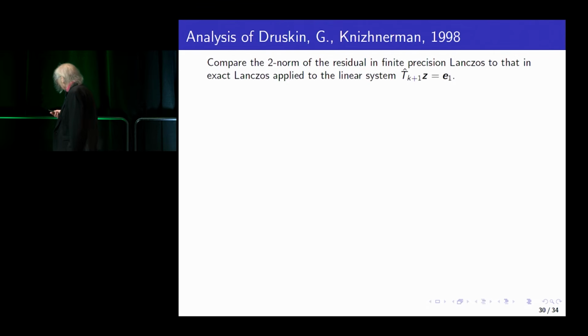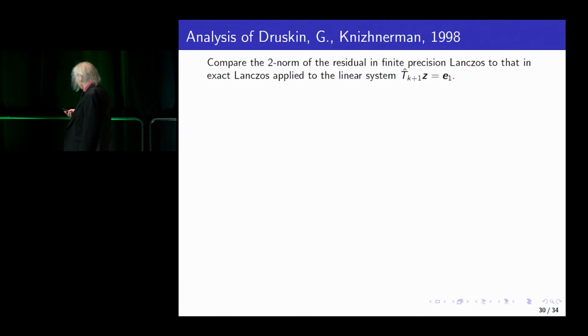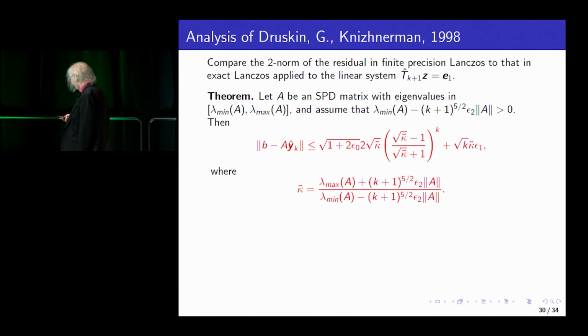So Druskin, Knizhnerman, and I did some work comparing the 2 norm of the residual in finite precision Lanczos to that. We're not going to compare it to what would happen with exact arithmetic for that problem, but we compared it to what would happen with exact arithmetic applied to the tridiagonal matrix that is actually generated in the finite precision computation with initial vector equal to the first unit vector.